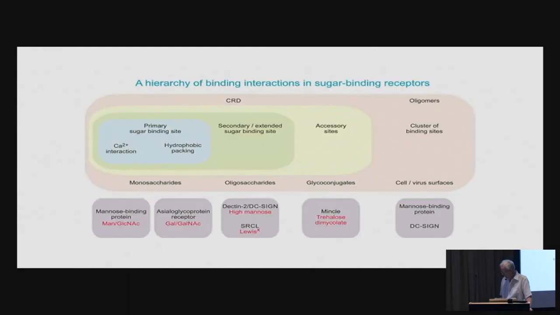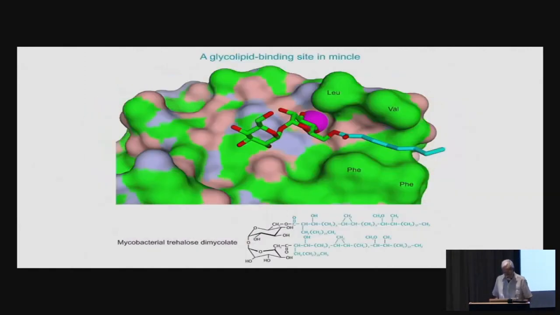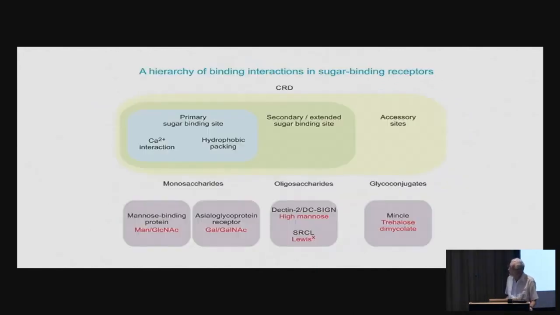And then finally, for recognition, we put together multiple carbohydrate recognition domains into oligomers, and so we can cluster the binding sites. We go beyond just looking at monosaccharides, oligosaccharides, and glycoconjugates to looking at actual surfaces of viruses and organisms. Just two examples of that. The first of these is a protein that Maureen already alluded to, mannose binding protein. Sorry, I managed to hit the key there.